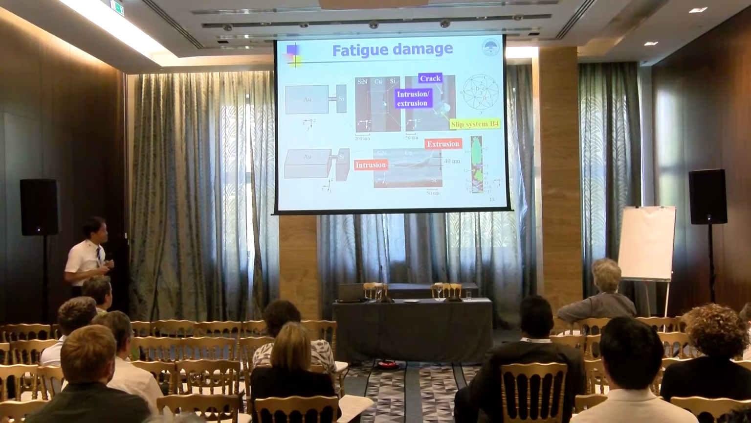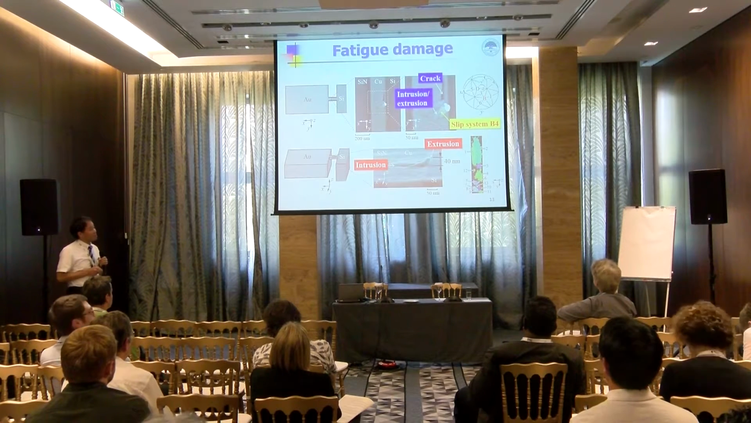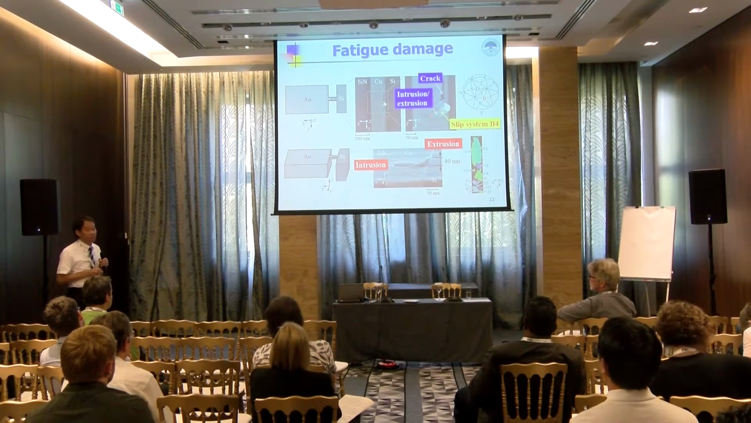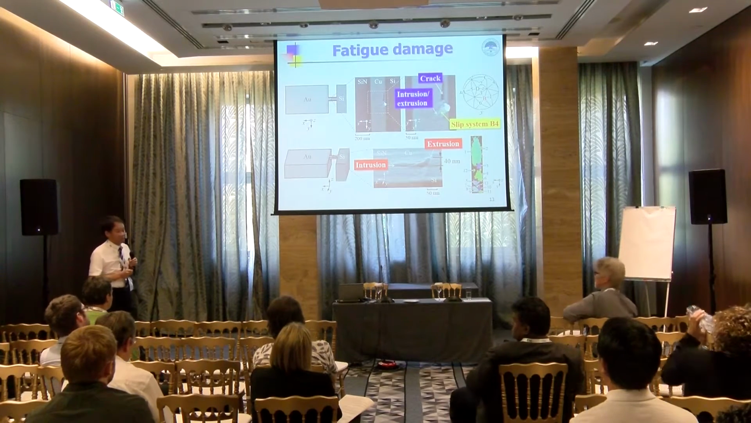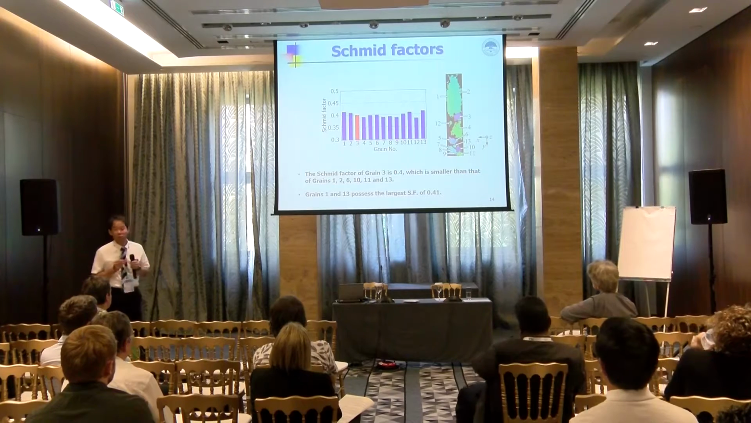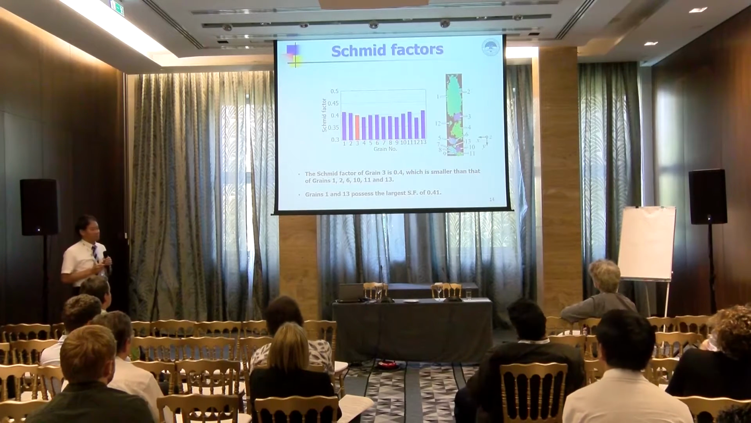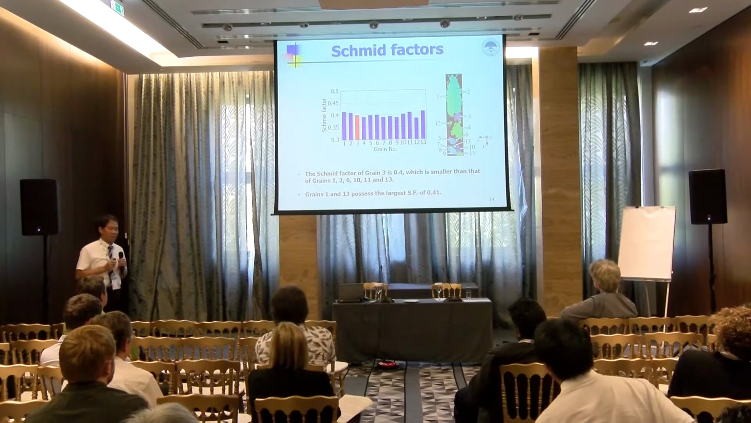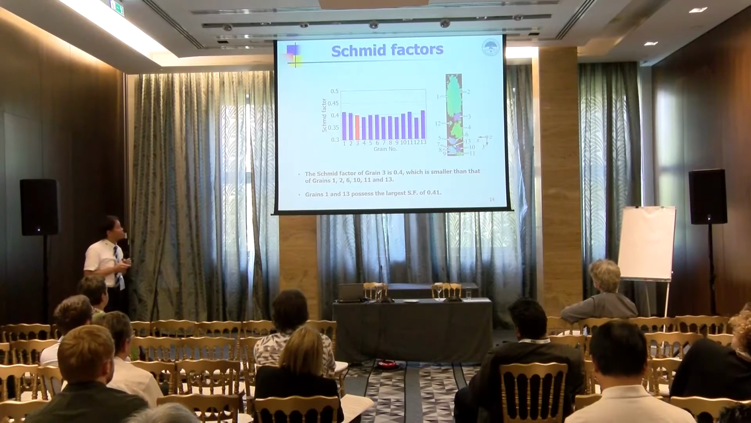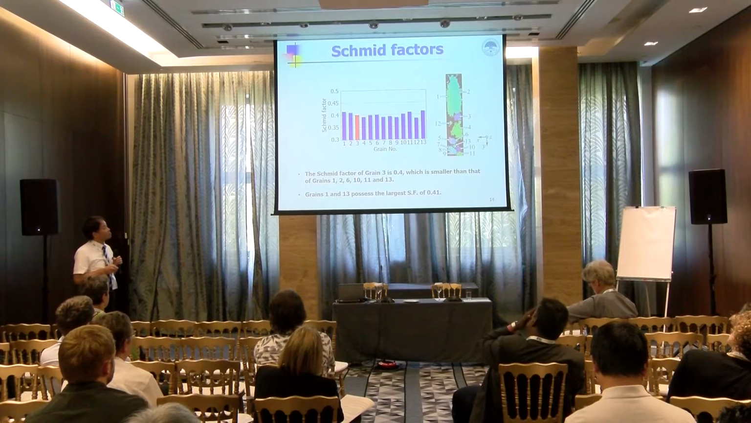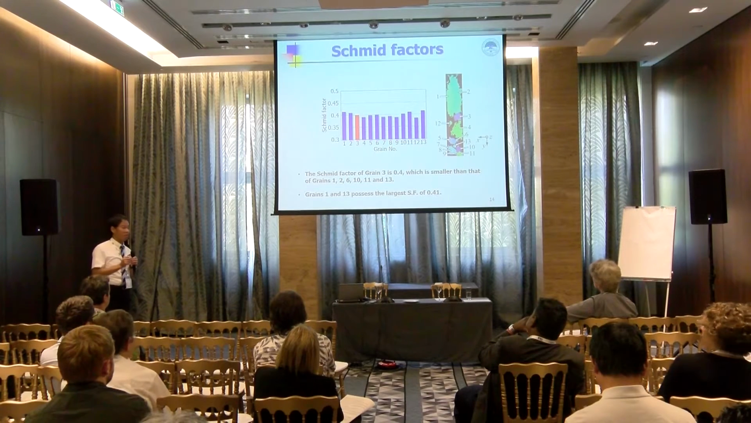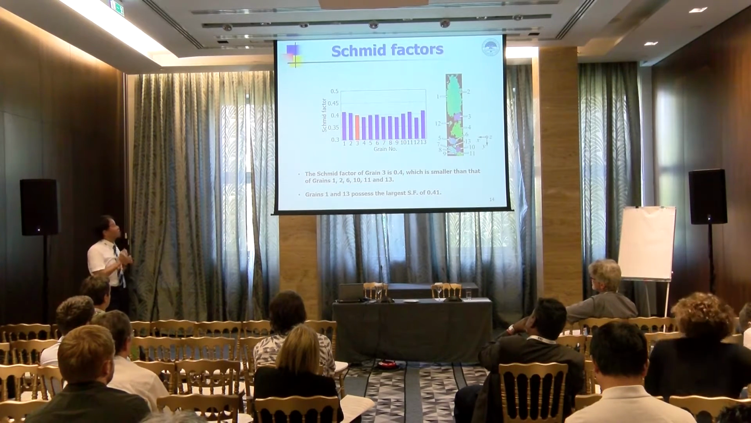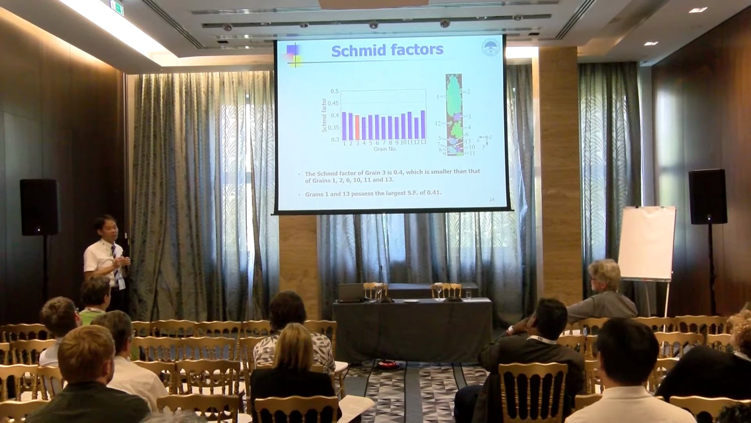And by the way, in the experiment, the nanoscale intrusion and extrusion were generated only in grain 3. So we try to explain this fatigue behavior from the viewpoint of Schmid factors. Schmid factors represent the normalized resolved shear stress, which is decided only by the loading axis and the crystallographic orientation. As you can see, grain 3 does not have the highest value, despite the fatigue damage being generated in grain 3. So this means that the Schmid factors cannot describe this fatigue behavior.